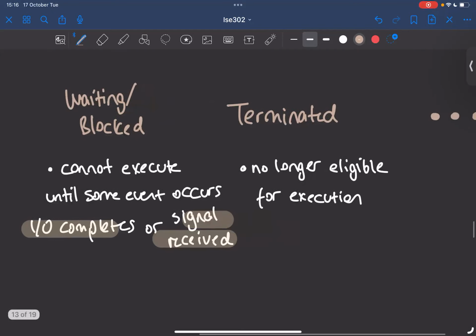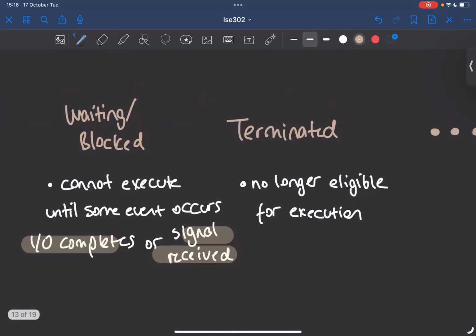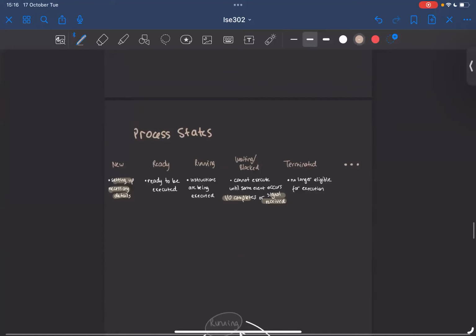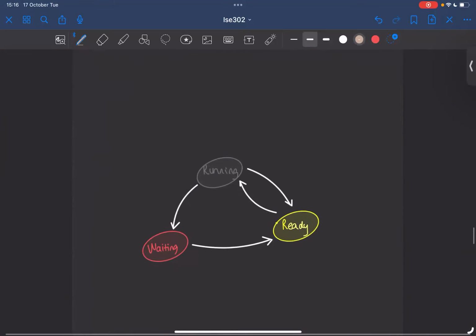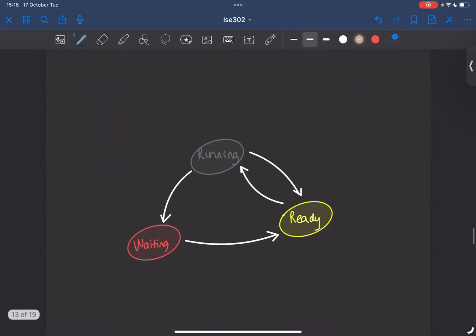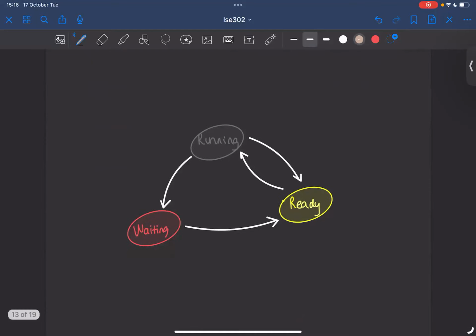Lastly, we have the terminated state. This is when the process has finished its execution, it's done. It's like completing a task and putting it aside. When the data is no more needed, the process and its table get deleted. Okay, so let's consider a simple diagram with three process states, ready, running, and waiting, and explore four possible state transitions.